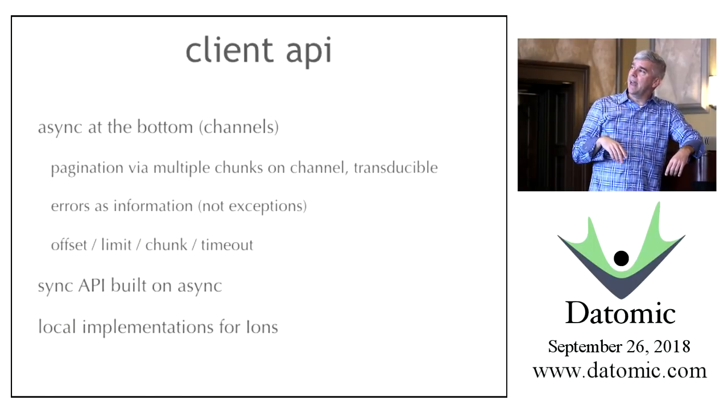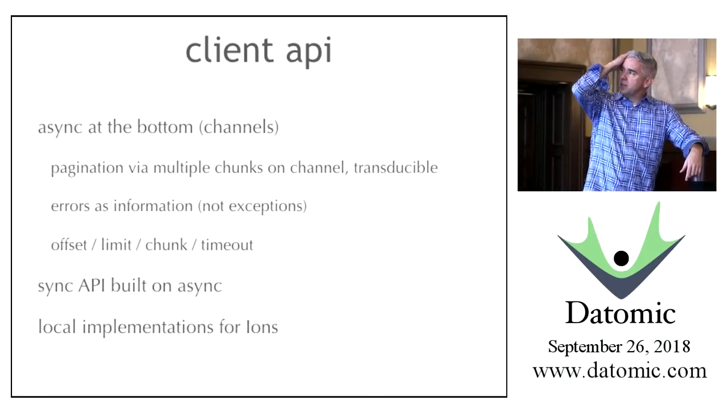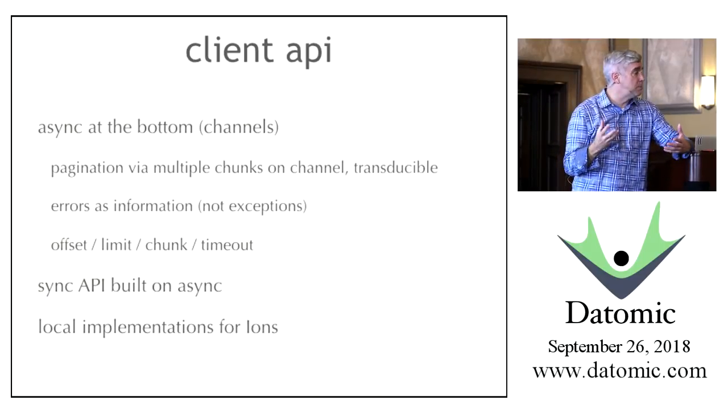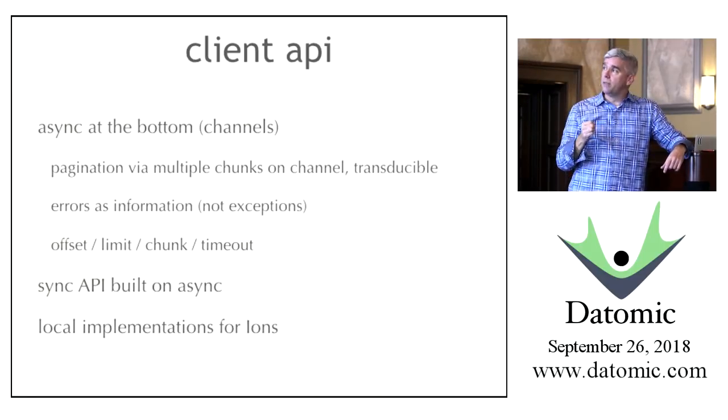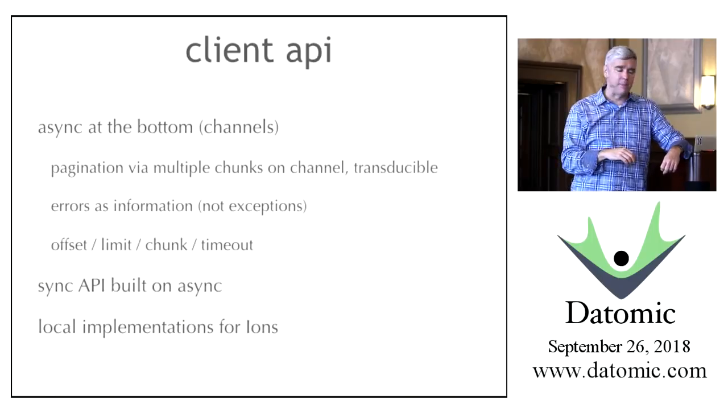When you're using async, you never get errors. You never get exceptions thrown. Errors come back as data in the channel. So you get data in the channel that is, here's what you asked for, or you get data in the channel that says, oops, sorry, something went wrong. And then there's a bunch of stuff around dealing with the fact that you're talking to something that's potentially remote. So all of the APIs work the same in terms of being able to specify offsets and limits, chunking, and specifying timeouts.